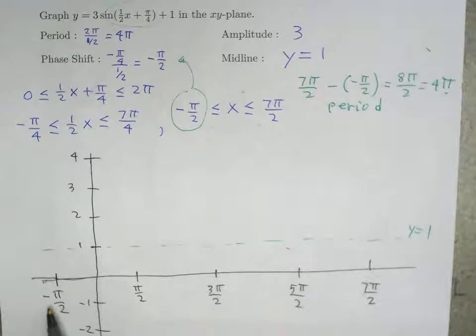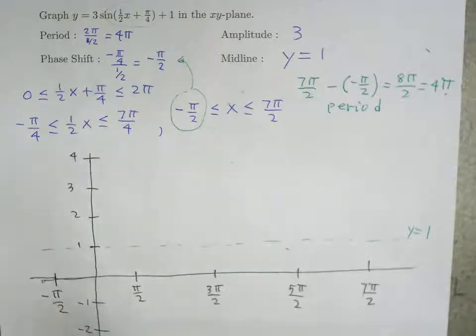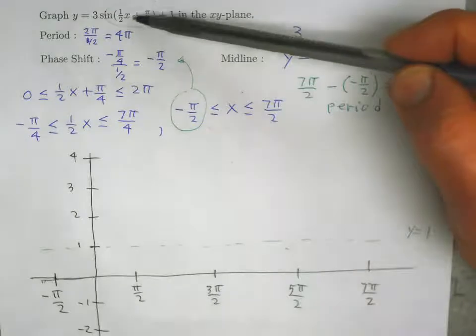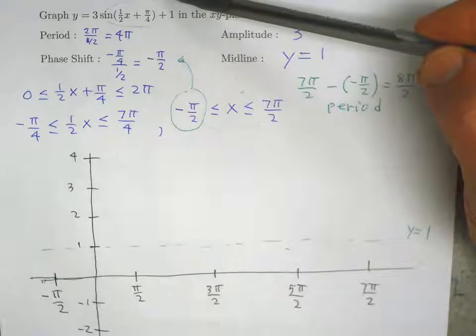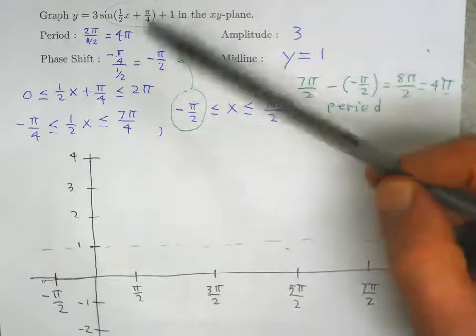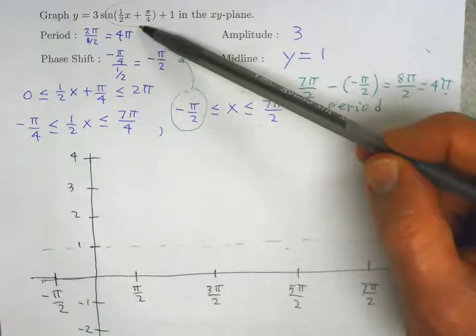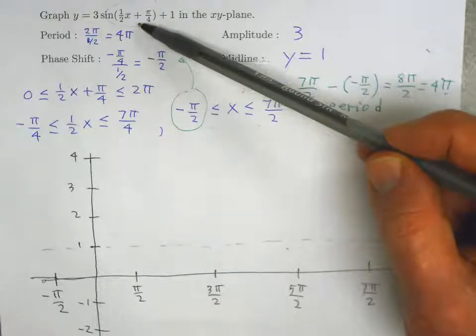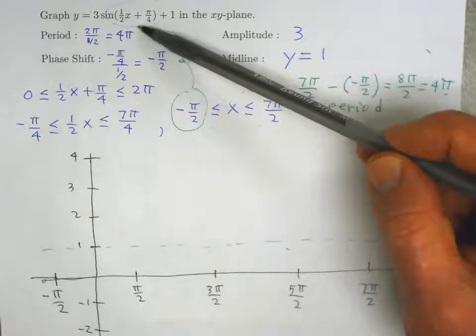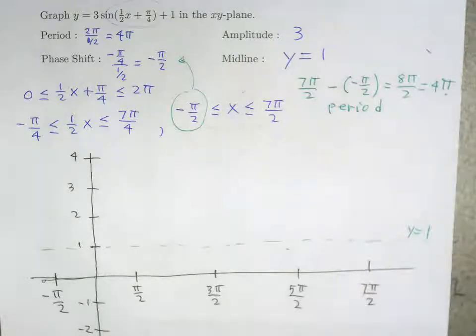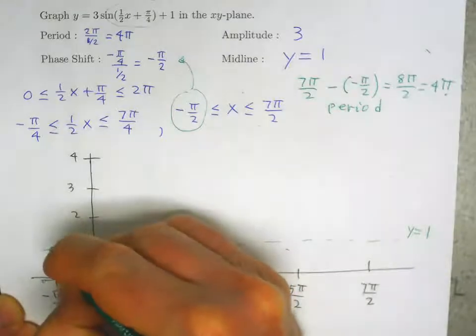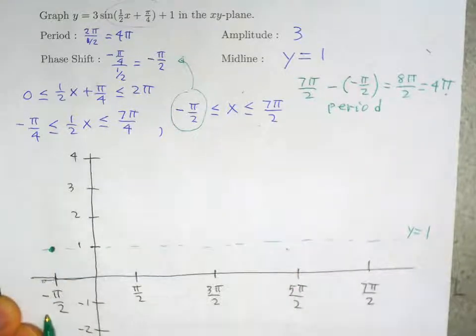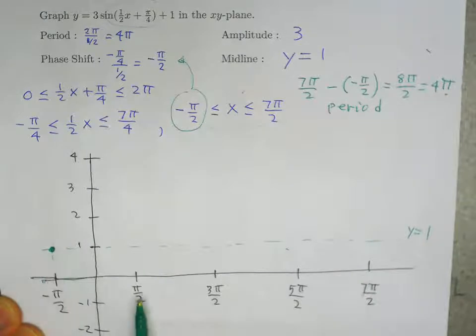So when x is negative pi over 2, so up here, 1/2 times negative pi over 2 is negative pi over 4. Negative pi over 4 plus pi over 4 is 0. Sine of 0 is 0. 3 times 0 is 0. 0 plus 1 is 1. So we have this point on the graph. When x is negative pi over 2, the output is 1. Okay, then move over to pi over 2.